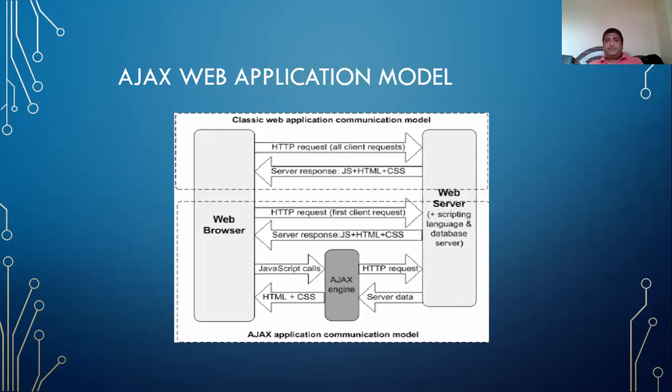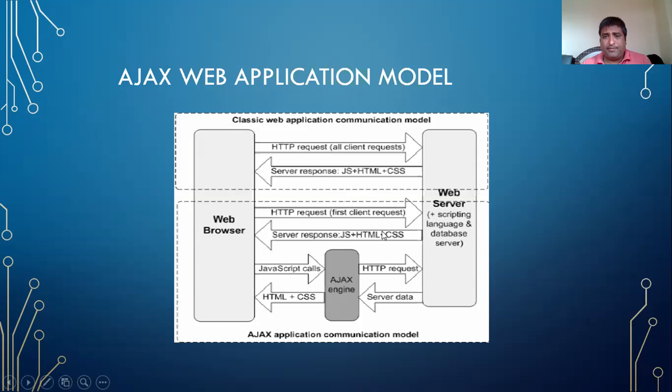Next one is the Ajax web application model. Here we compare the two models, that is the classical model and the Ajax model. This is our web browser and this is the server. The web browser sends a request to the server. The request is an HTTP request, using the method GET or POST, and the web server replies with the JavaScript, HTML and CSS data that will be deployed on our web browser. This is the simple process to communicate between the client and server.